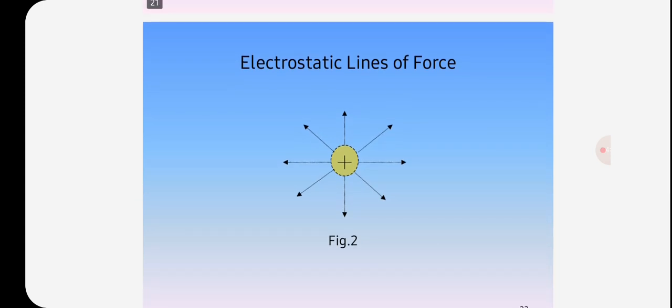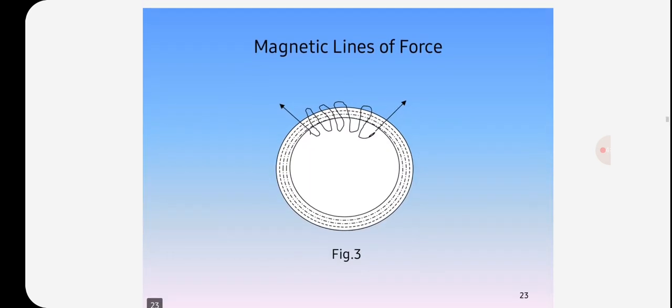So this is the electrostatic lines of force. From a positive charge, the lines will be emanating. This is the magnetic lines of force.